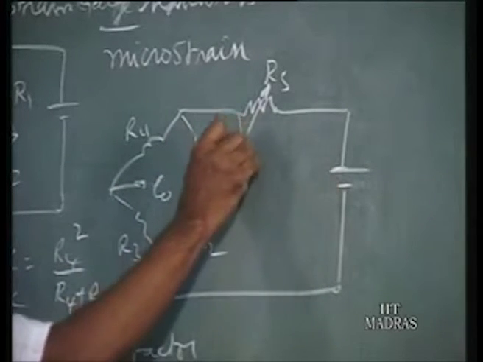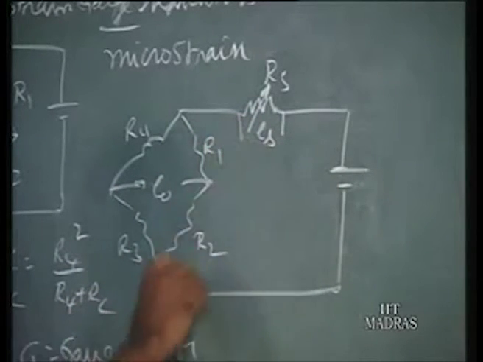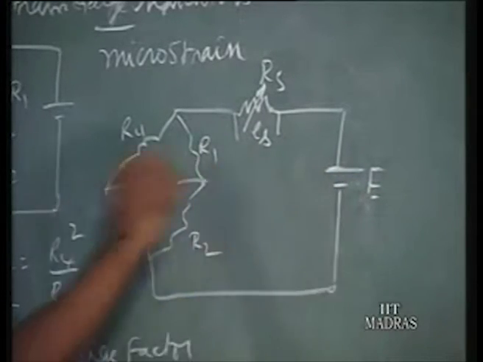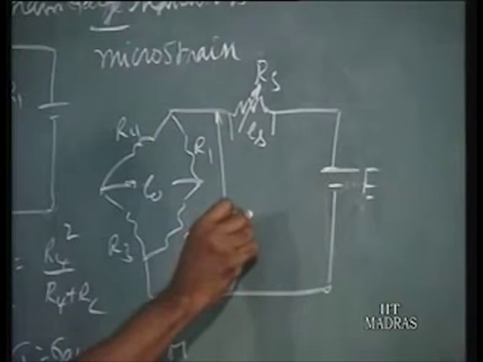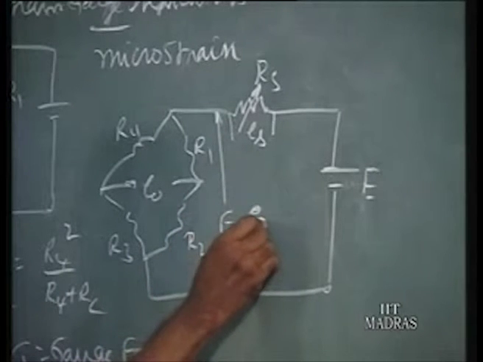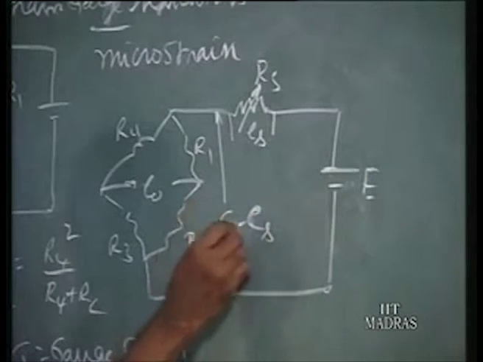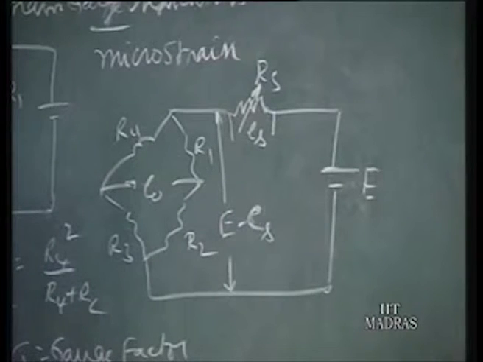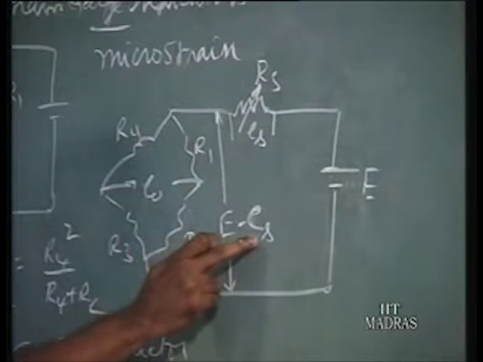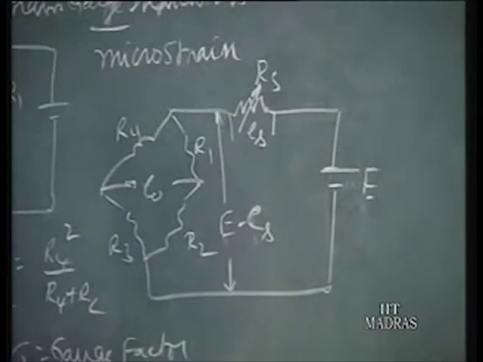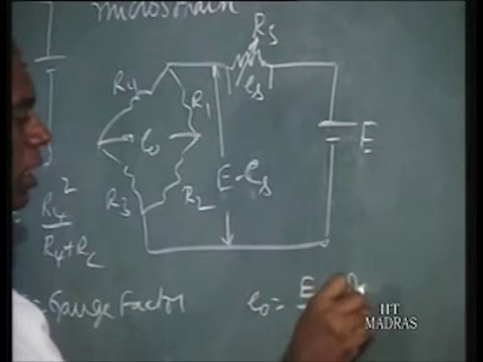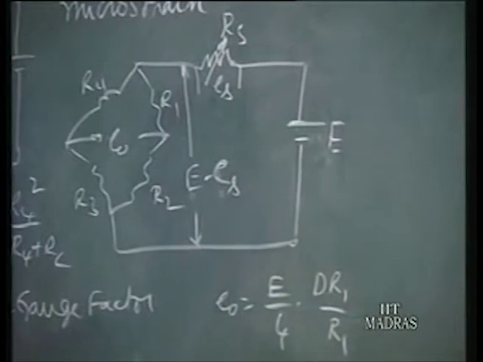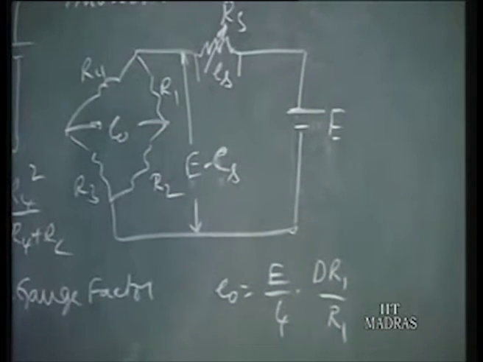Actually, the voltage drop is, if you call it ES here, this is capital E. The net voltage actually used for excitation is E minus ES. This is the excitation voltage for the bridge. By changing RS, ES is varied, hence the excitation voltage is varied. Now we already know the output voltage EO is equal to E by 4 into delta R1 by R1. This is what you have learned under the imbalance condition of the bridge.